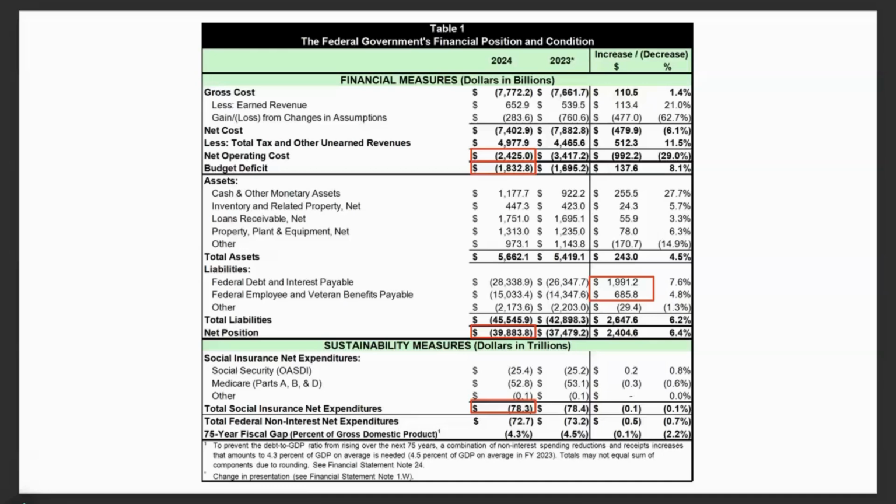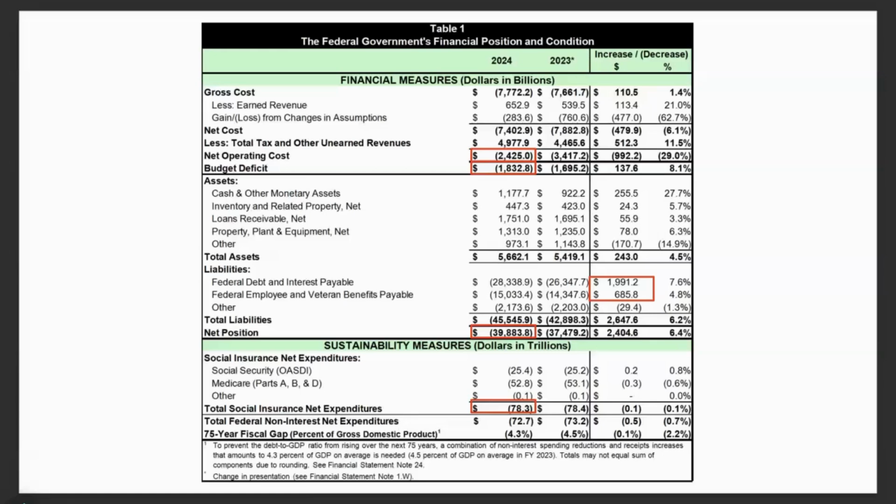However, below in the final box, they do, because everybody wants to know what are the sustainability measures of the United States fiscal position. And it's not good. You can see the Social Security and Medicare delineated there, a shortfall of 25.4 trillion in Social Security, a shortfall in Medicare of 52.8 trillion. So the total in the red box at the bottom there is $78.3 trillion shortfall.